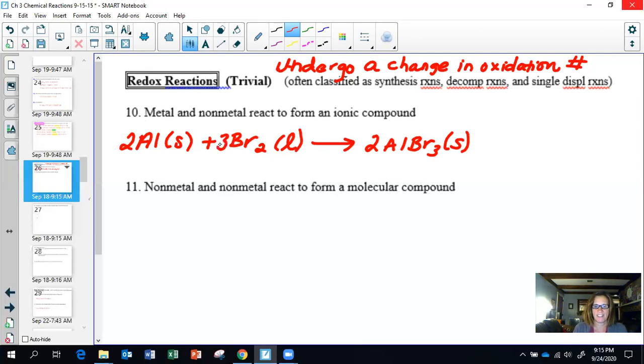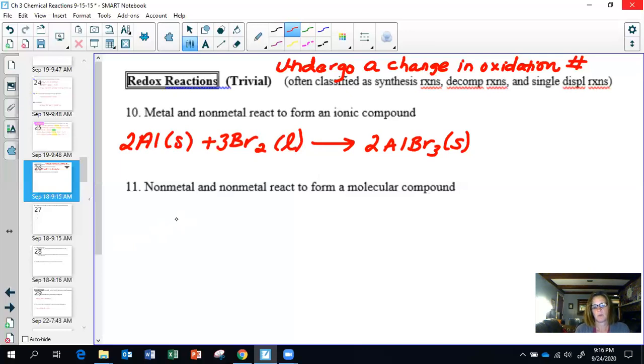So the phases of the elements are given at standard conditions, and then all ionic compounds in the absence of water are written as solids. So make sure that you've balanced this equation correctly and included the appropriate phases.